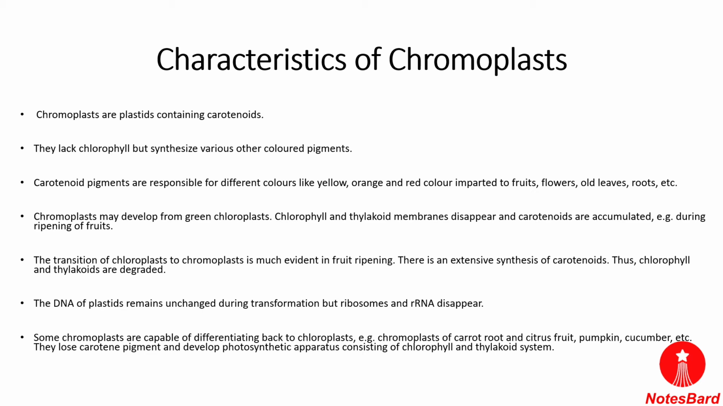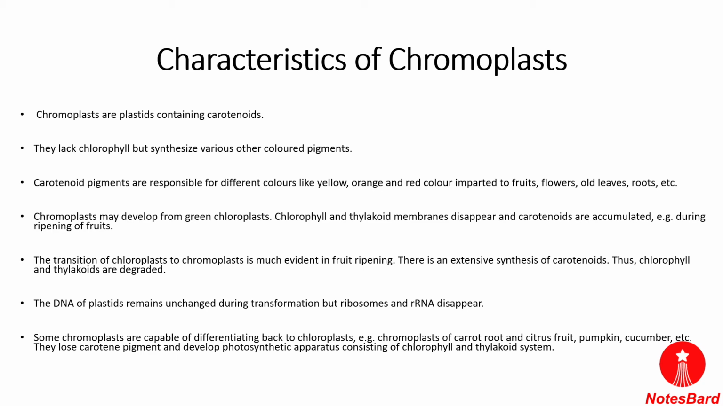In xanthophylls, oxygen is present. For example, there is lutein, etc. And carotenes are only carbon and hydrogen. For example, there is beta carotene, there is lycopene. So these are the examples of the carotene.